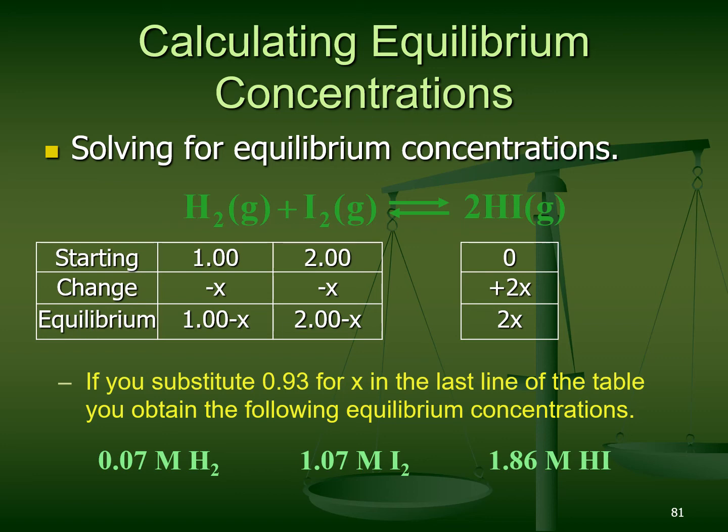And again, if you plug those numbers into the equilibrium expression, you take 1.86 squared divided by 1.07 divided by 0.07, and you get 46, which is really close to the original. Again, there's some rounding errors, but it's really close to the original K value. So you know that you probably solved this pretty well.